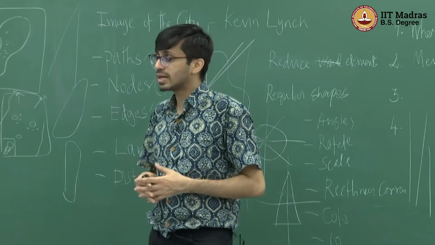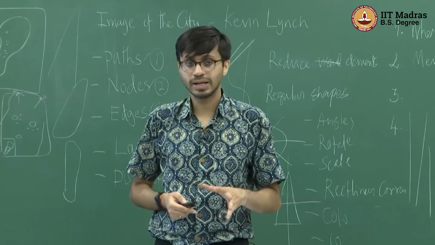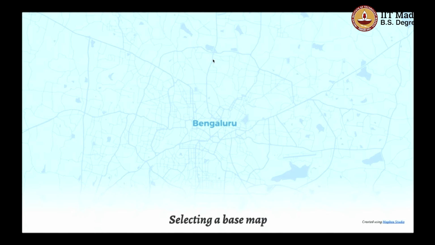The obvious next method to visualize data on top of a map is to put dots on a map, right? And this is one of the most common, easiest to get started with, and has a lot of flexibility as well. This is what it looks like.